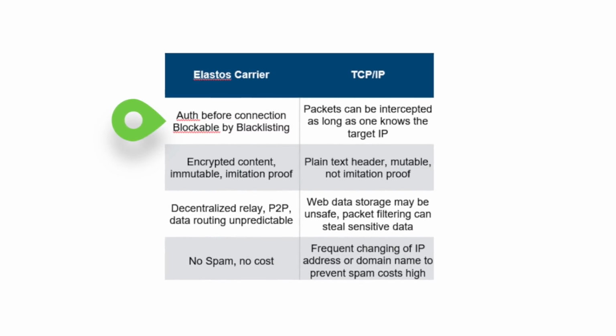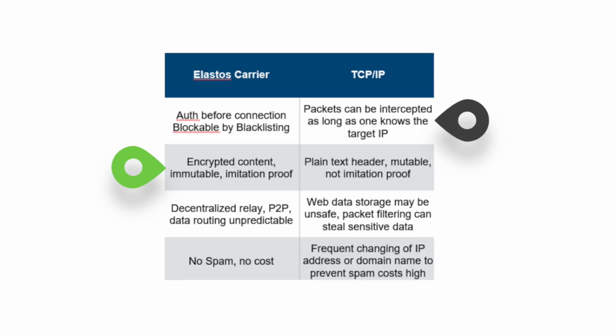So let's now break down the advantages of the Elastos carrier compared with the internet's form of communication based on TCP/IP. With Elastos, you need authentication before connecting, and this allows known bad actors' IDs to be blocked or blacklisted. With TCP/IP, data packets can and will be intercepted as long as the attacker knows the target's IP address. Data with Elastos carrier is encrypted, immutable, and cannot be imitated. Data with TCP/IP is plain text headers, which enables it to be transformed and imitated.